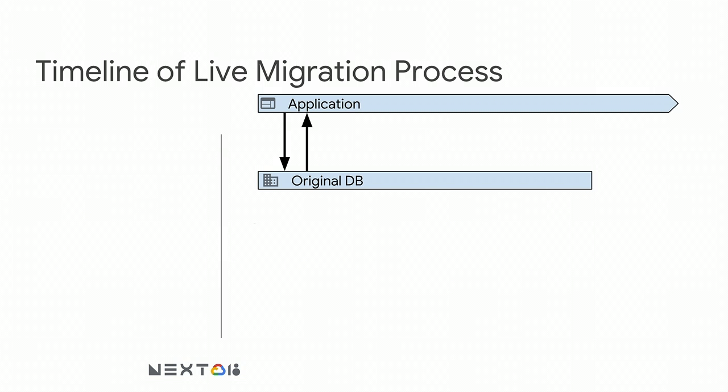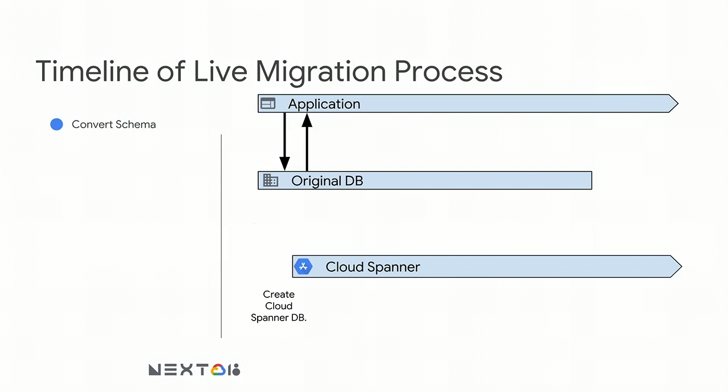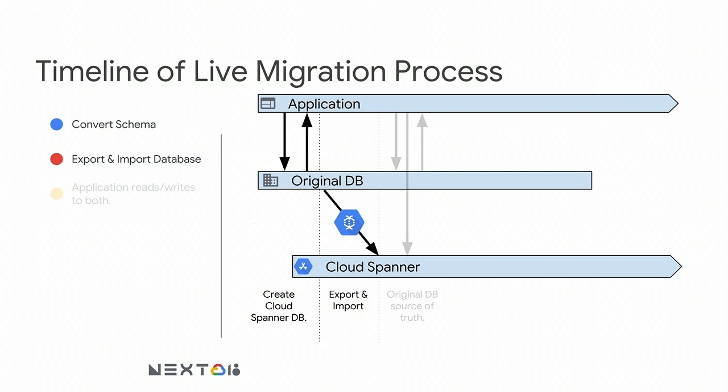Once again, you start the same way. You create your database on Cloud Spanner, and you export and import from your original database to Spanner. But this time, you let the application stay running. Now, of course, whilst your application is running, your exported data is already out of date. But that's not a problem, as we'll see. You write to both. You keep the original database as your source of truth and continue updating rows in Spanner. There will still be some inconsistencies, but that's why your original database is still the source of truth.